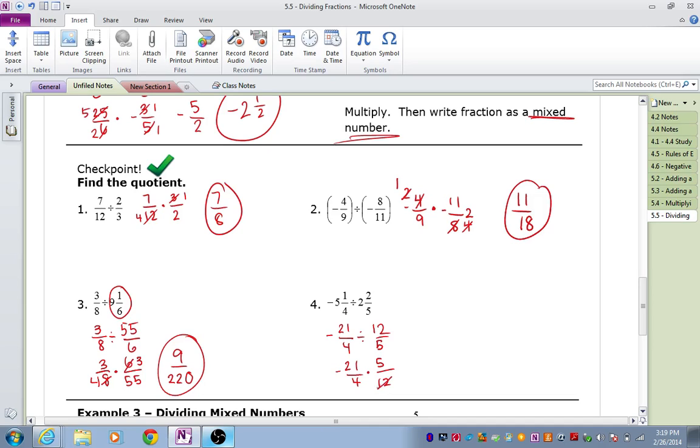Let's see, 3 goes into 12 4 times. 3 goes into 21 7 times. 7 times 5 is 35. 4 times 4 is 16. And a negative times a positive is a negative. Okay, when we can't leave it as an improper fraction, we have to change it to a mixed number. So 16 goes into 35 twice, which would be 32, with 3 left over. So it's negative 2 and 3/16.